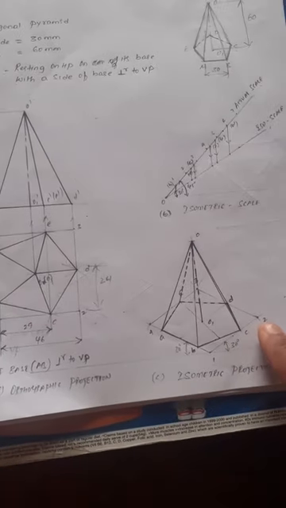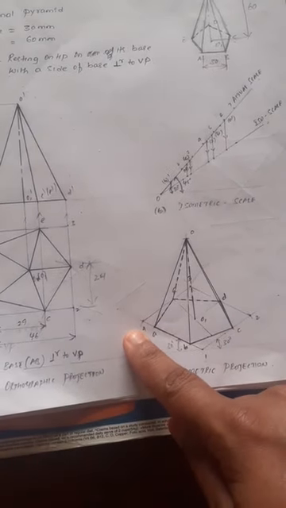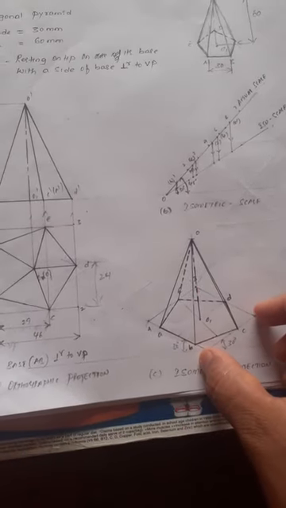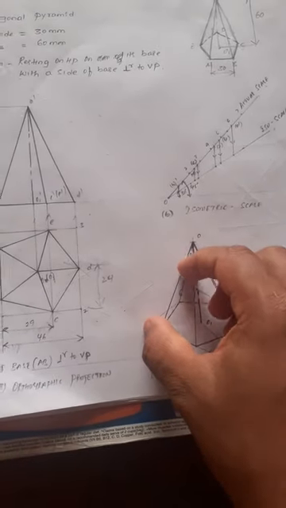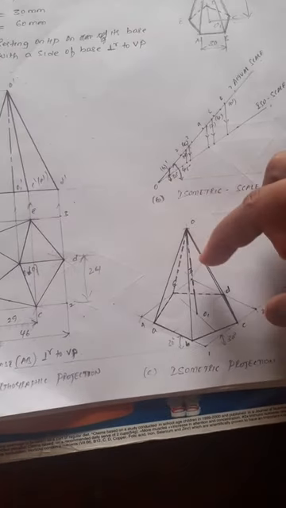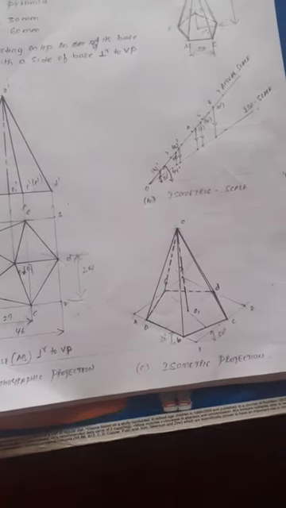Now we will get point 2 on the 30-degree line and point 4 on the 150-degree line, right? We know the 1 to 2 distance here. Then with 4 as center, draw an arc. We know the 1 to 4 distance, take the compass, and with 2 as center, draw an arc. The intersection point will give point 3.